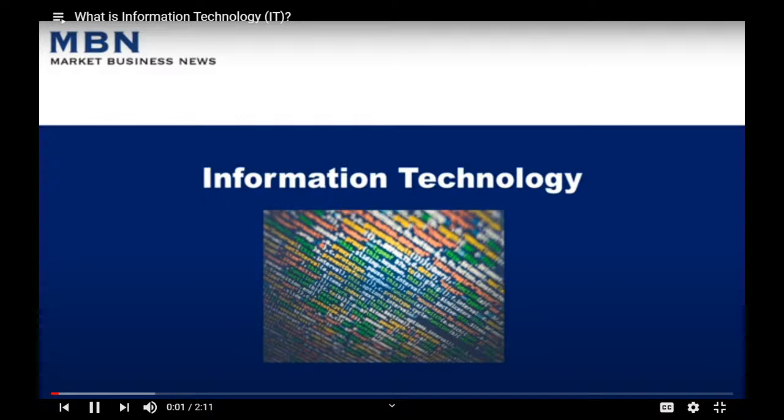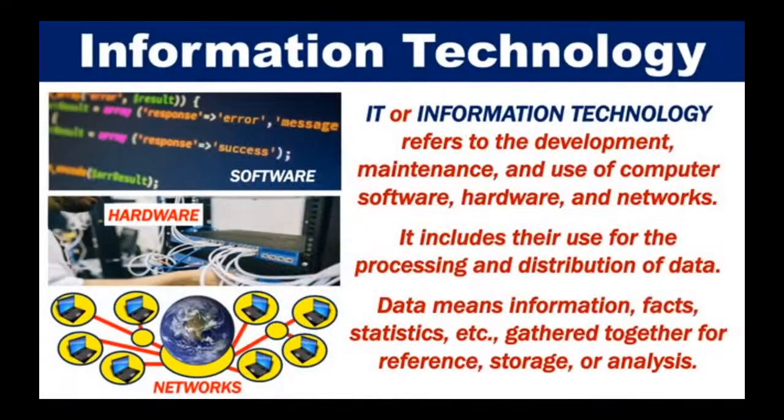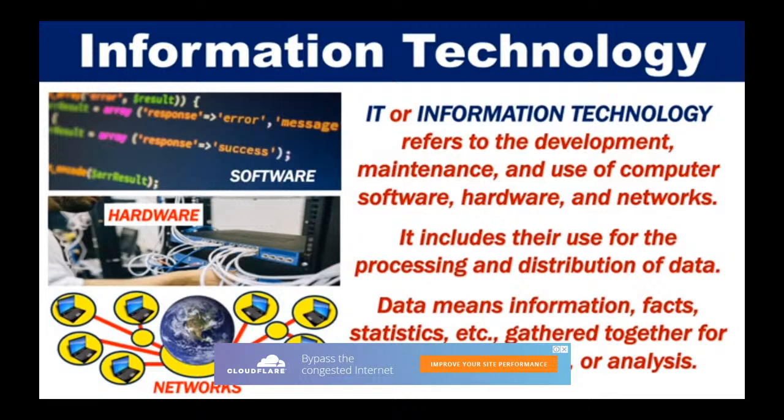What is information technology? IT, or information technology, refers to the development, maintenance, and use of computer software, hardware, and networks. It includes their use for the processing and distribution of data. Data refers to information, facts, statistics gathered together for reference, storage, or analysis.